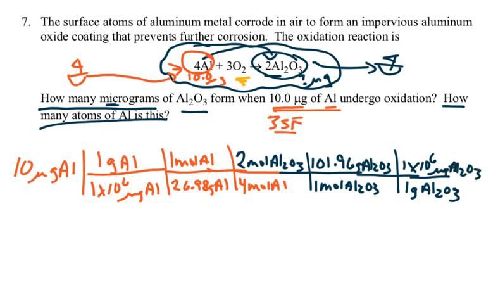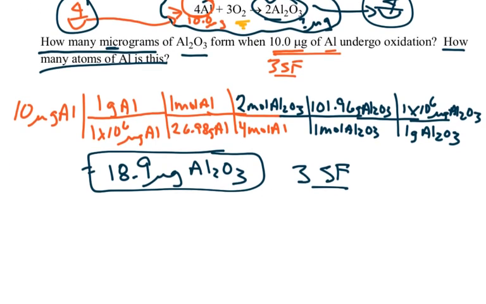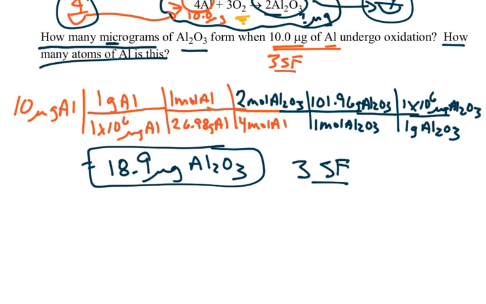It's 2 steps away, so milli, micro. So 2 steps away, so 10 to the 6. So what that does is that equals 18.9 micrograms Al2O3. That's our answer. 3 sig figs. Okay. So you identify everything, identify which boats you need, and then get to the island, do your thing on the island, get off the island. That's what we do. Now for the last thing, how many atoms of aluminum is this?